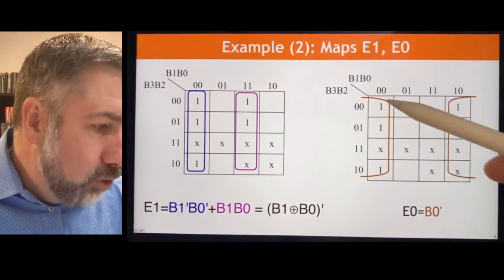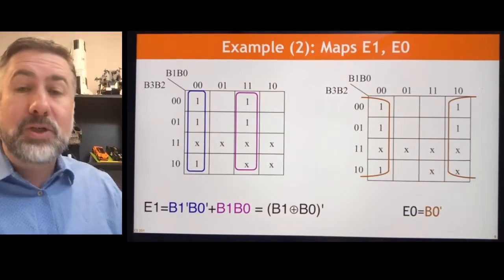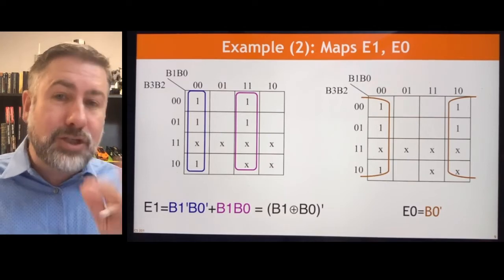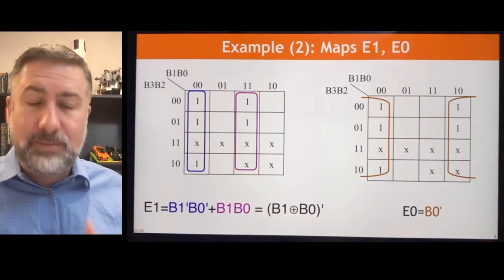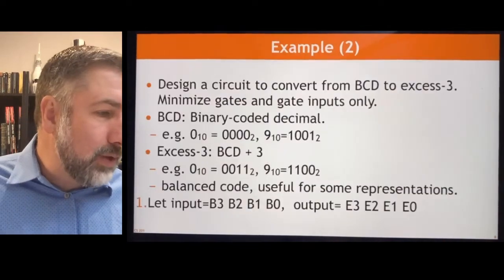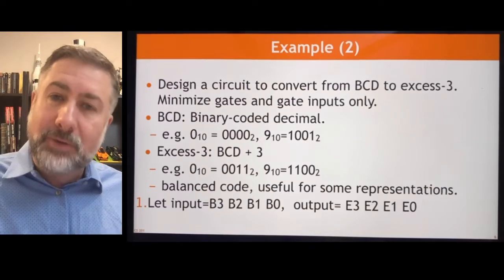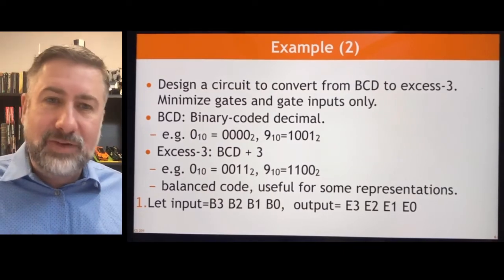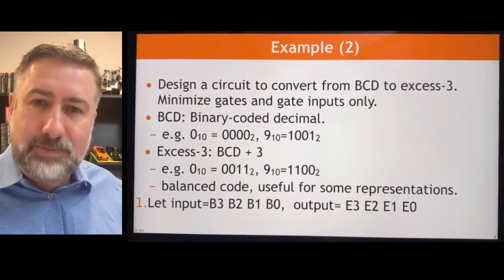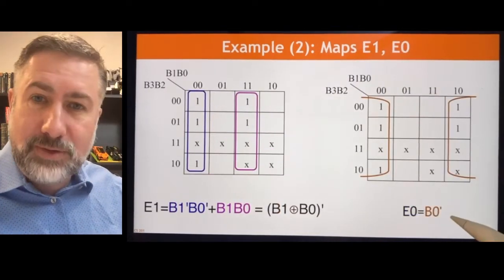The whole group is just a single term, B0 prime, which makes sense, because if you start with an even number and you get an odd number, that should flip the last bit. If you start with an odd number and get an even number, that should flip the last bit. And that's what we do, right? If we look at the way that this is encoded, if we're adding 3, then an even number will become an odd number, and an odd number will become an even number. And so we could, even just by looking at it, say that last bit is going to change no matter what happens, which means that last bit just flips.